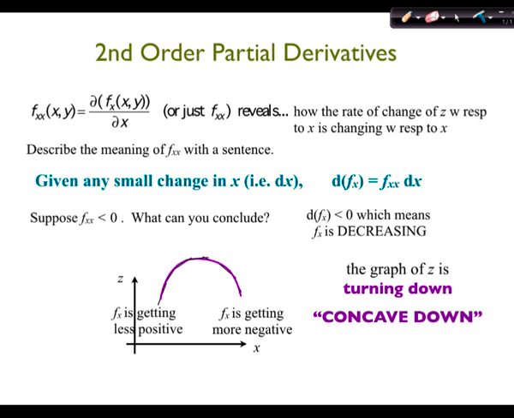So the first derivative tells us if the function is increasing or decreasing. The second derivative tells us if the rate of change is increasing or decreasing. So that's what derivatives always tell us, if the original function is increasing or decreasing. So if it's the second derivative, it's telling us whether the first derivative is increasing or decreasing.